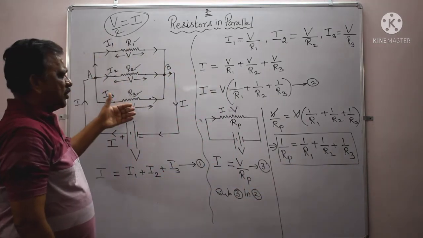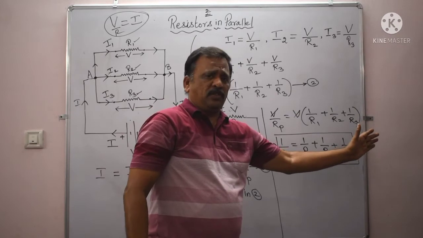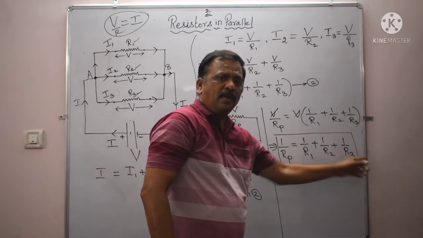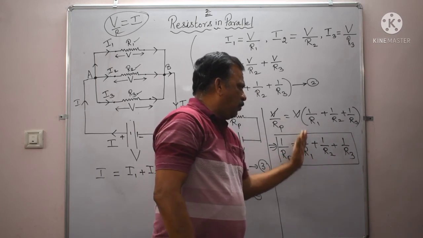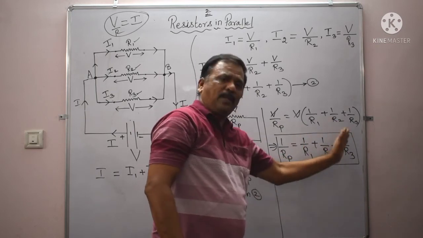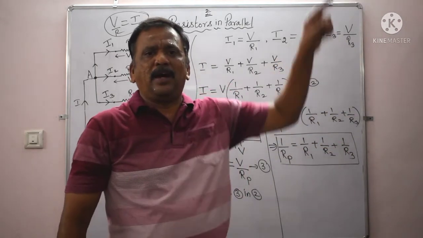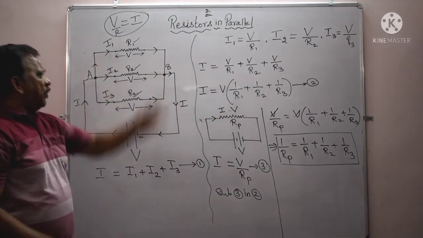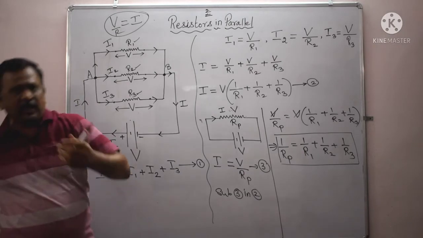Suppose I have 4 resistors, you can extend this formula for any number of resistors. If there are 4 resistors, then it will be plus 1 by R4. So if there are n resistors, it's going to be 1 by R1 plus 1 by R2 plus 1 by R3 plus dot dot dot plus 1 by R sub n. Now we'll give some numerical values for R1, R2 and R3 and we will conclude.